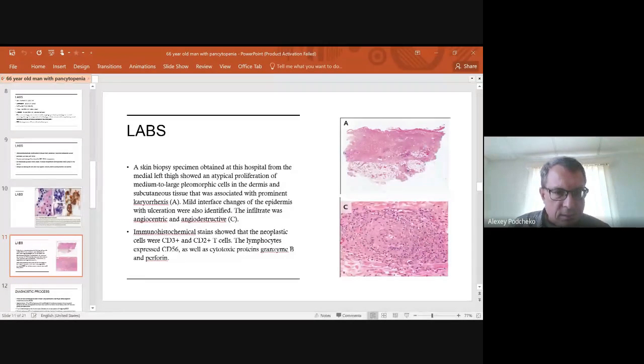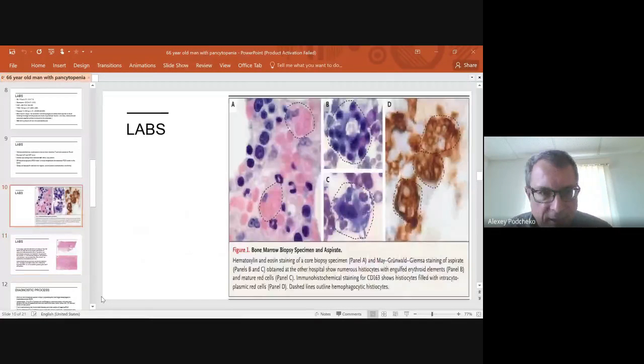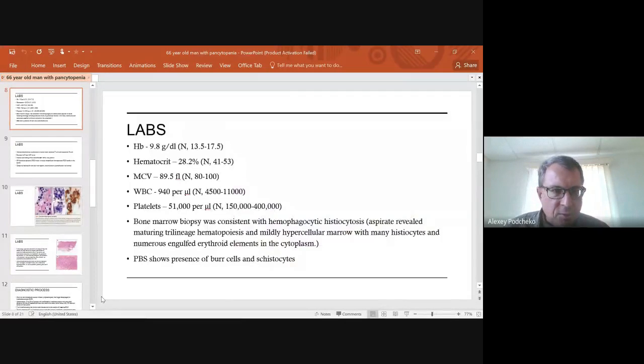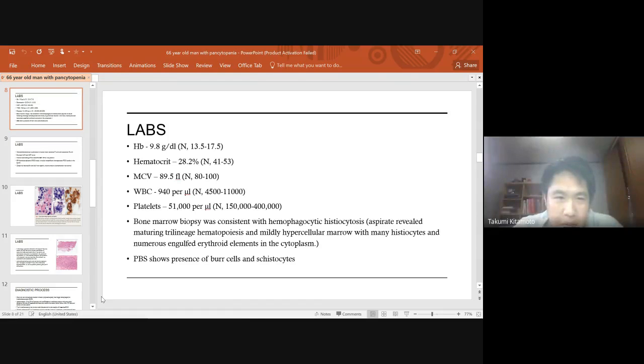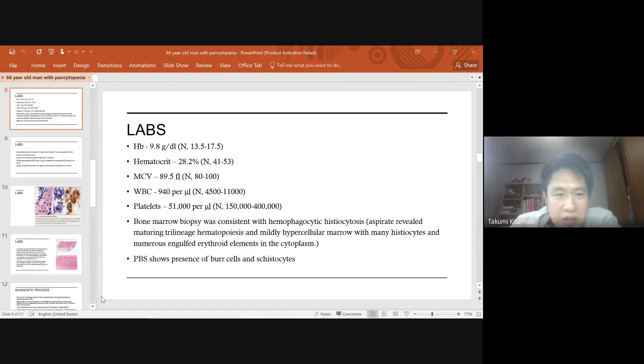Going back to the anemia labs, slide number 8, my question is to Takumi. Takumi, if you look at these results, what type of anemia do you think this patient has? Remember, there are many types of anemia: microcytic, macrocytic, normochromic, hypochromic, hyperchromic. So which one is this? Anemia of chronic disease? Yes, I think so.